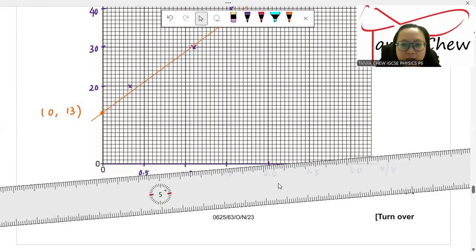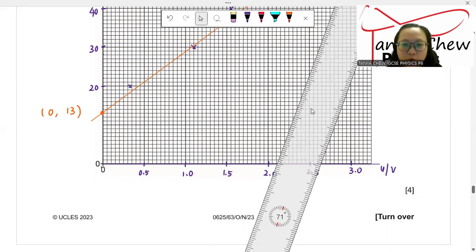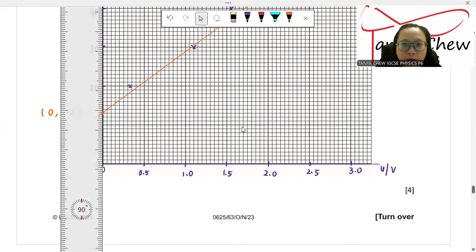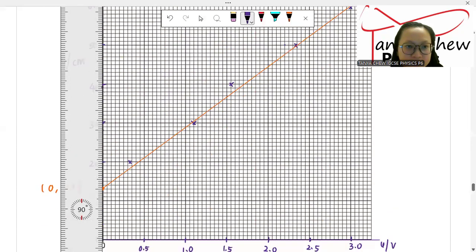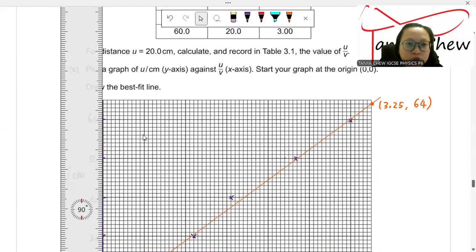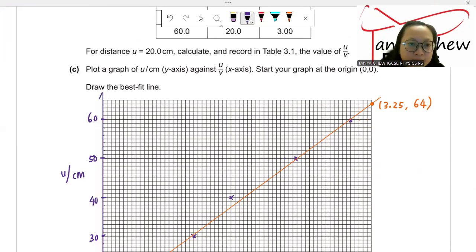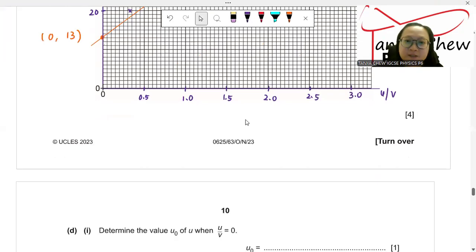And then this is my scale on the x-axis, make sure that it is u over v. There's no unit for u over v, so you don't have to worry about putting in a unit for u over v. But on the y-axis, because this is u, definitely there is a unit for u, which is in cm. So make sure that you put it in terms of cm. So this is u/cm, and then u over v. This is my graph.